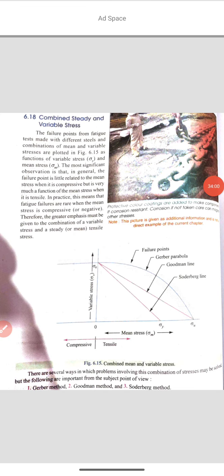In the next lecture we will see a numerical on the problem, and one numerical on the modified relation also.